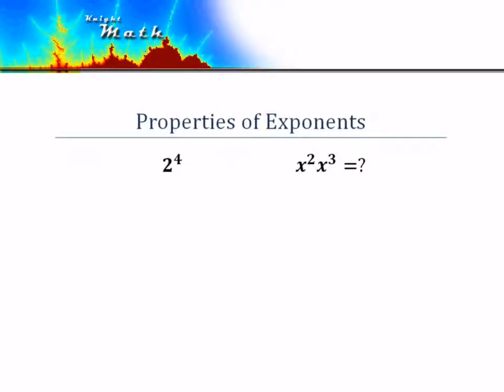In this video, we're going to take a look at the properties of exponents. So we're familiar with exponents like 2 to the 4th. We kind of know what that means: 2 times 2 times 2 times 2. What if we throw some variables in there? We have x squared times x to the third. Can we rewrite these different ways? That's what we're going to look into.